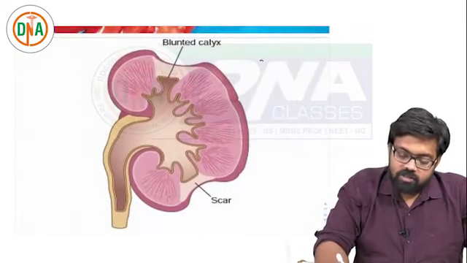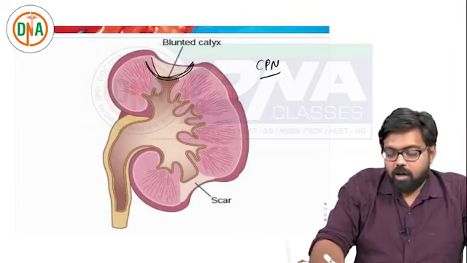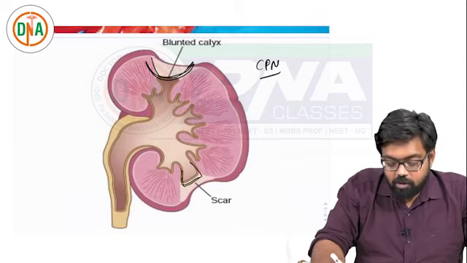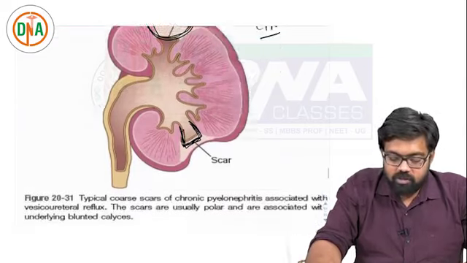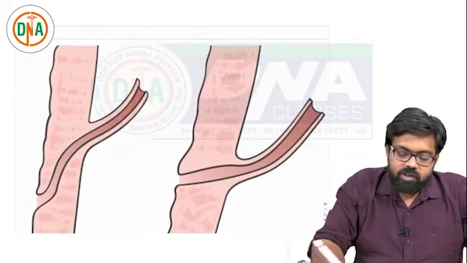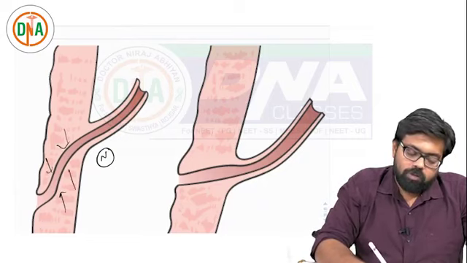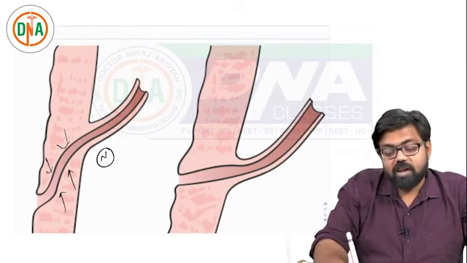Next, this is the chronic pyelonephritis kidney. What we have already seen, the most commonly affected areas are the upper pole and the lower pole, and what is characteristic is the blunting of the calyces. Another feature, as we discussed, is that the normal insertion of the ureter into the bladder is very oblique, so it has a sphincteric action. But here the ureter directly inserts into the bladder, so it doesn't have any sphincteric action.